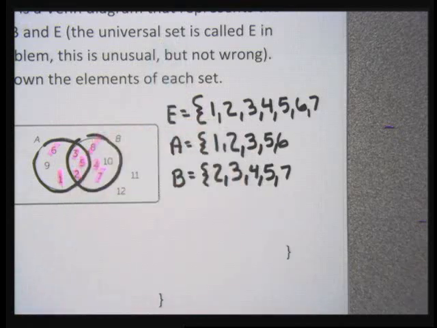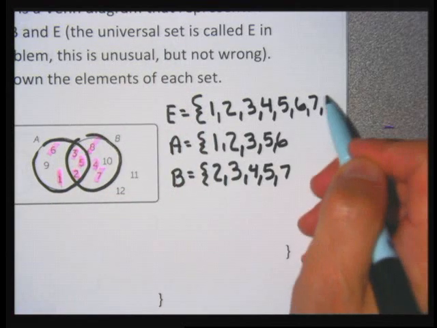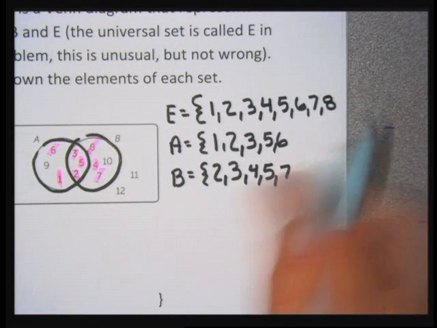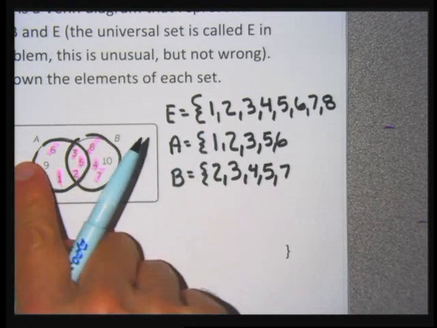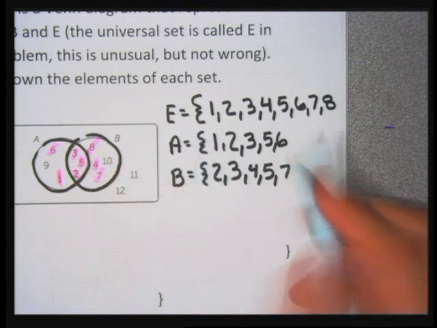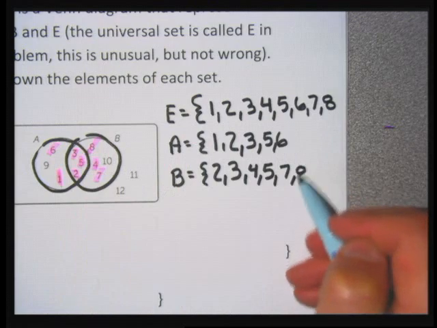8 is just like the 7. It's inside my rectangle, so it's part of the universal set. It's outside the A circle, so I won't put it in the A, and it's inside the B circle, so I'll put it in the B.